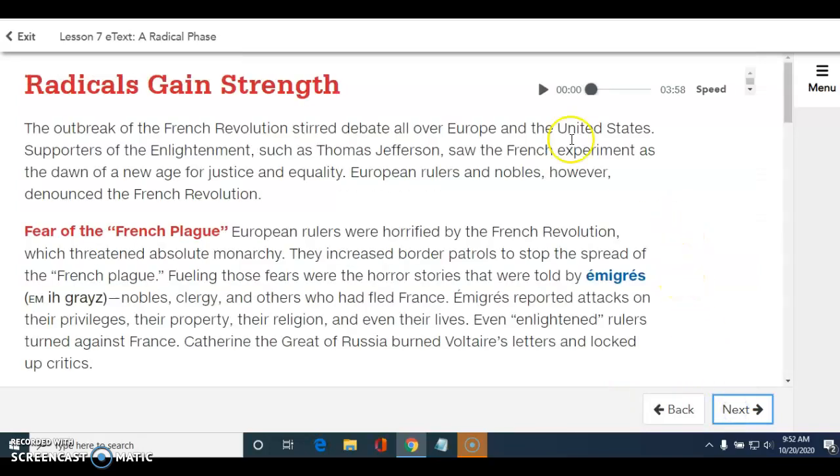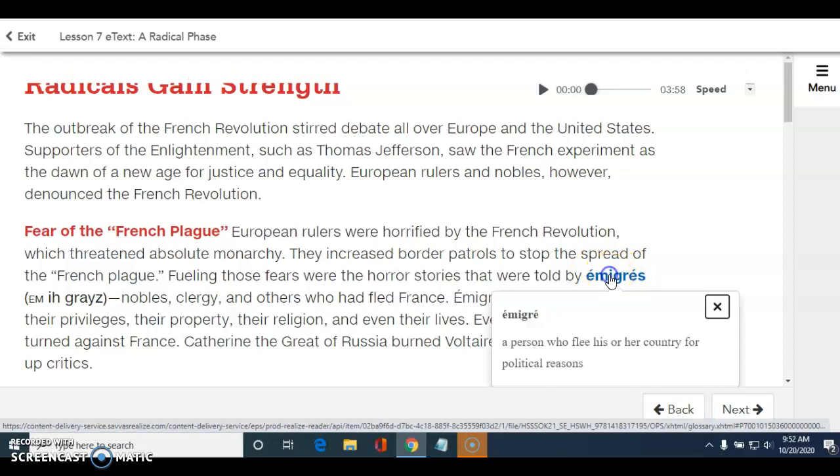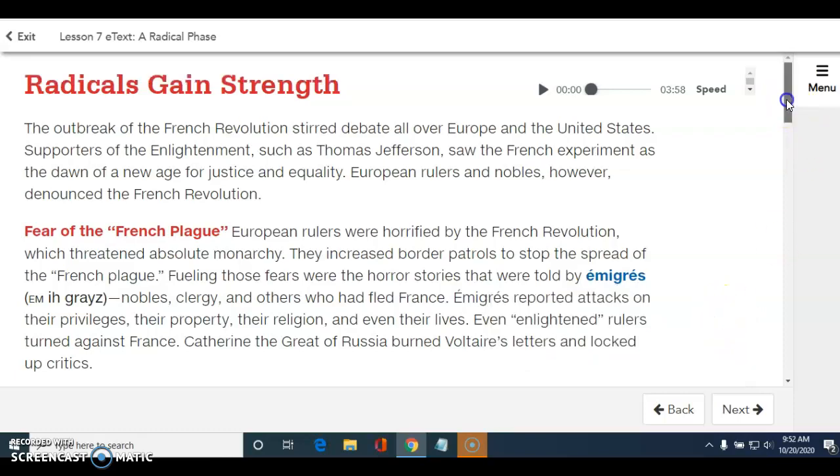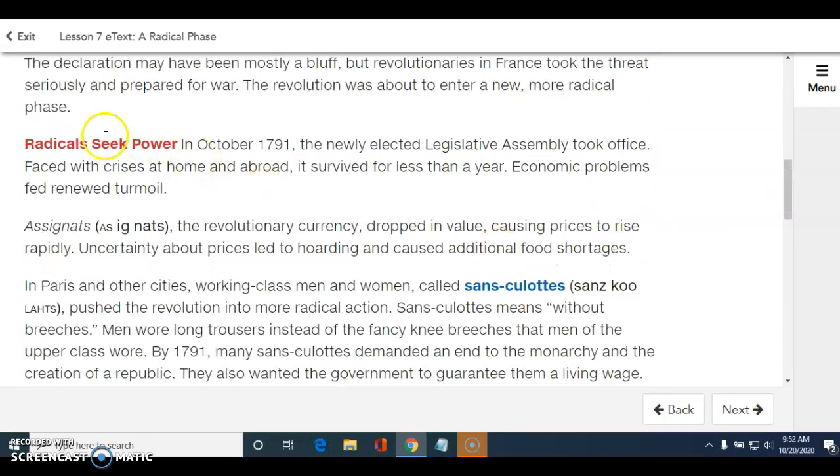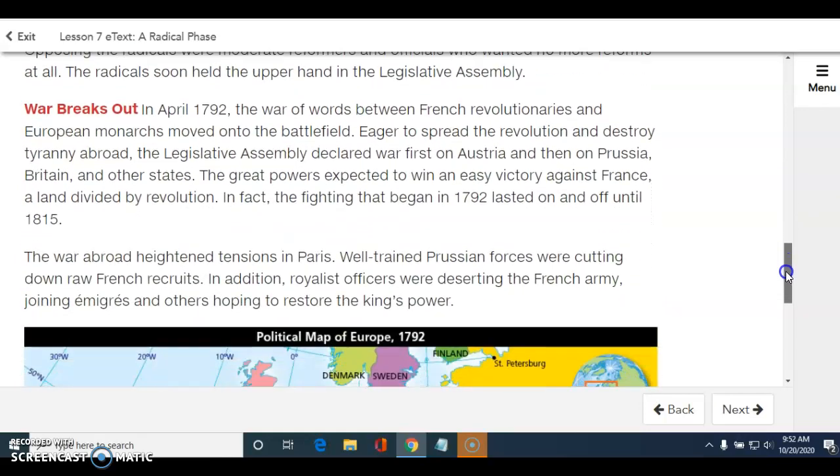So what you're going to need to do is I would hit this here for the audio player, or you can just go ahead and read on your own. When you see these bold-faced terms, you want to hit them, and this gives you the definition. You should be doing vocabulary as you read. The first section is on the radicals and how they gain power, and we talked about radicals yesterday. These are people who are extreme. And again, there's a couple of vocabulary terms.